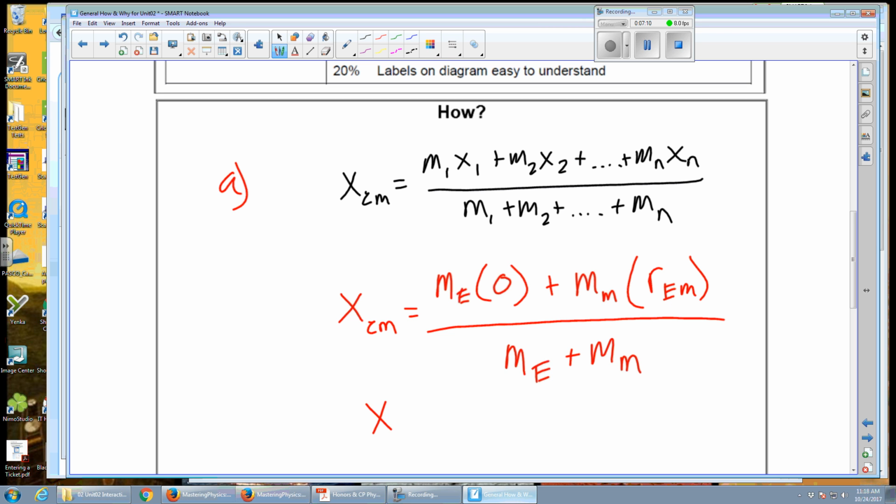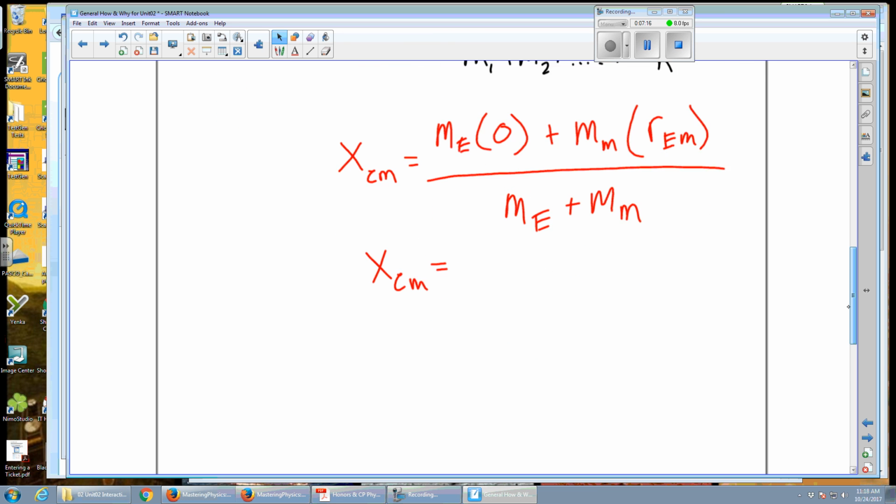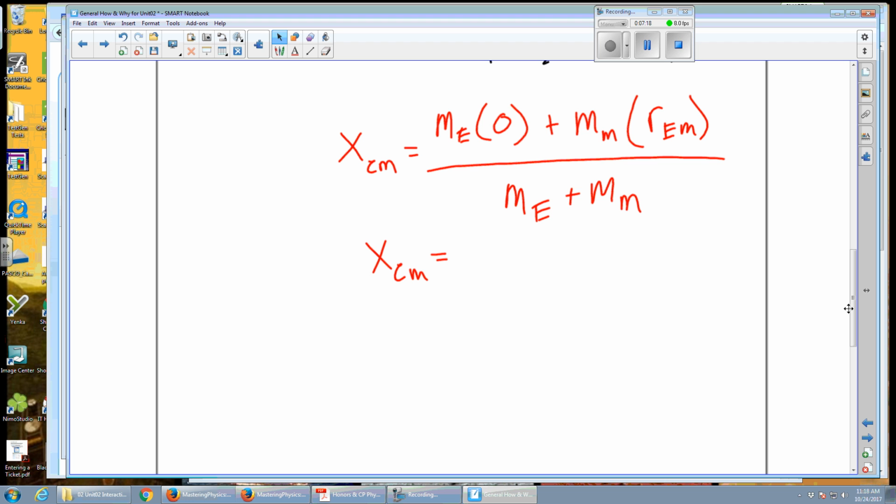Oh, and we know every value there, so you guys can do that. You don't need me, right? Any questions? Excellent. Let's go on to part C then. Part C, we have the 3 objects. So we're going to need 3 terms in our XCM term.